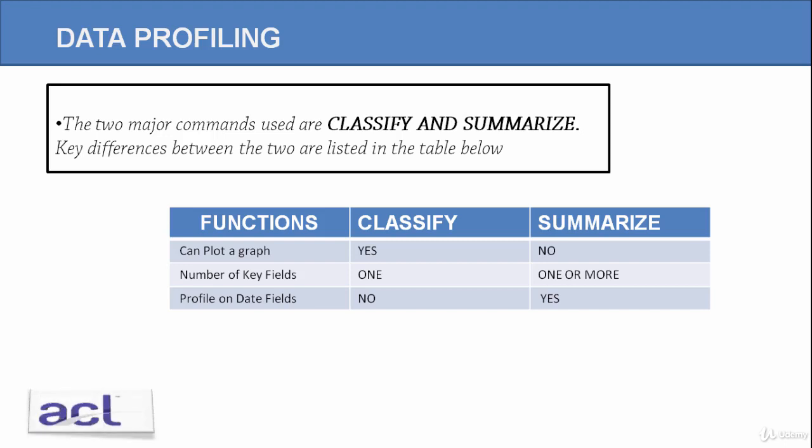Alright guys, so for data profiling, the two major commands that we use are classify and summarize commands, and these are the key differences between the two. So let's say, for example, you have your organization's payroll with you, and you want to know the total net pay that is going to each department. How do you go about it?